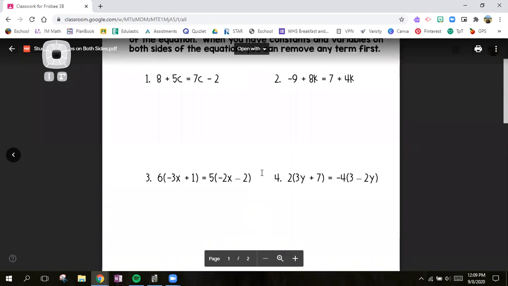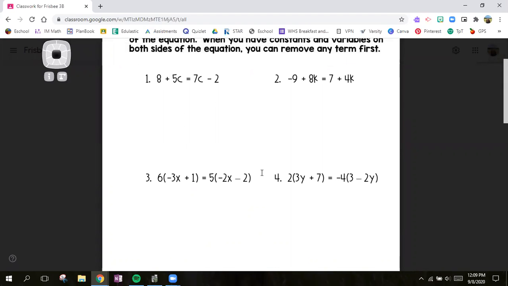So I'm going to put the answers down. Number 2 is k equals 4. Number 3, we just did that one, x equals 2. Number 4 is y equals 13. And number 5 is x equals 9.